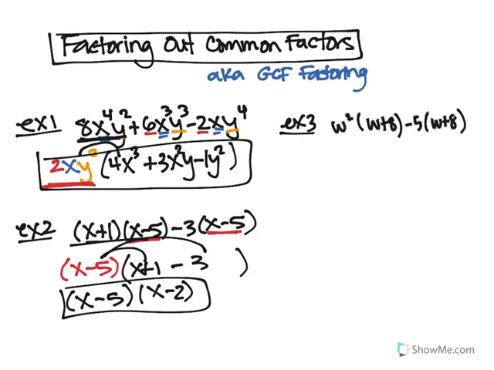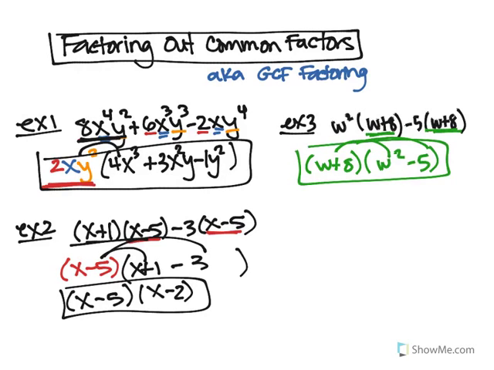And this last example for this factoring out common factors, or GCF factoring, you'll see that we have a w plus 8 in common, so we're going to go ahead and do the exact same thing that we did before. And then what would be left over when we distribute, I would need a w squared, and then when I go ahead and distribute here, I'd need a 5, and that would give me what is factored completely.